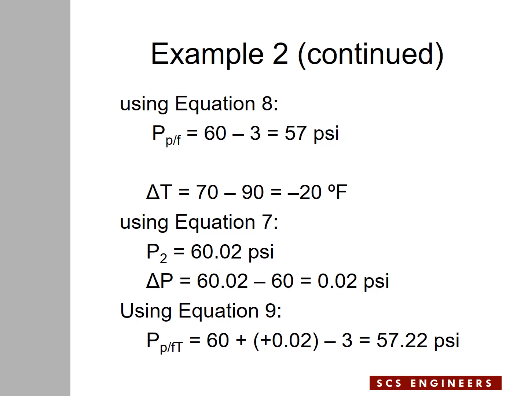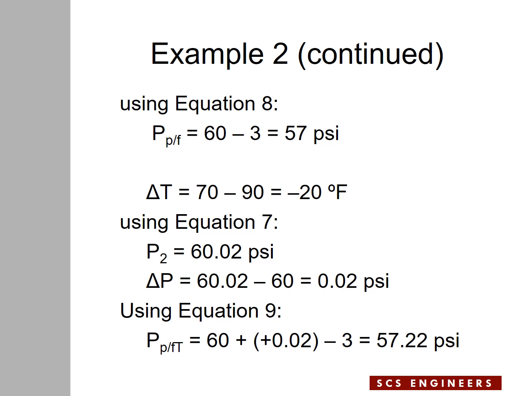But for the second part, which is considering the temperature, we calculate delta T. 70 minus 90 is equal to minus 20 degrees Fahrenheit. So delta T is negative in example 2. Substitute that in equation 7, we arrive at P2 of 60.02 psi. We calculate delta P, P2 minus P1, and we arrive at the delta P of 0.02 psi, which is a positive number, contrary to what we had in example 1.